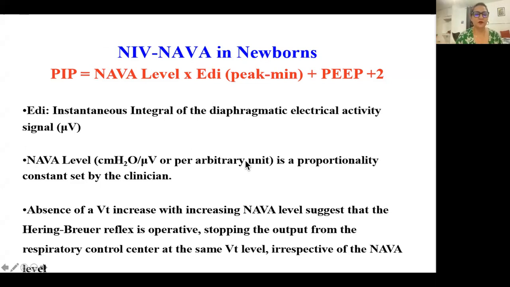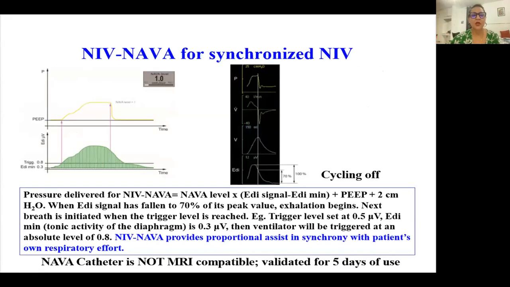So if you keep on increasing the NAVA level, as I said, there is a safety mechanism here: there will be no increase of tidal volume above a particular level because of the Hering-Breuer reflex, which is operative. So it will stop the output from the respiratory control center at that tidal volume, irrespective of the NAVA level. So this is very good for the safety of our babies.